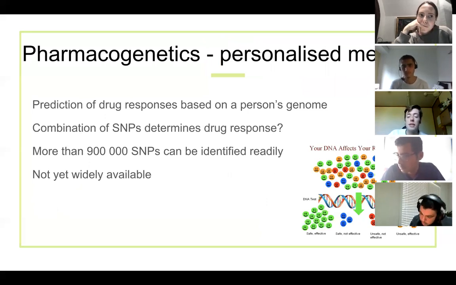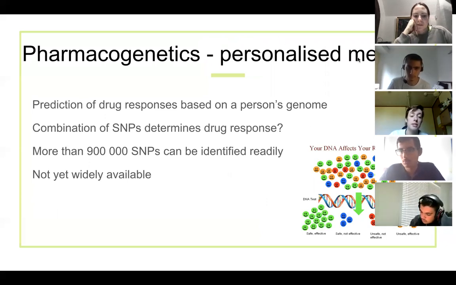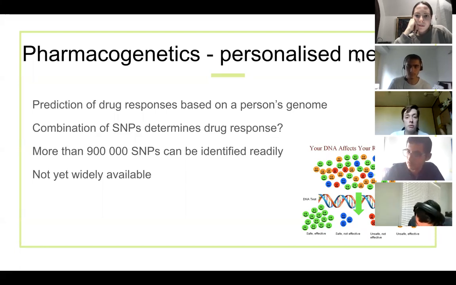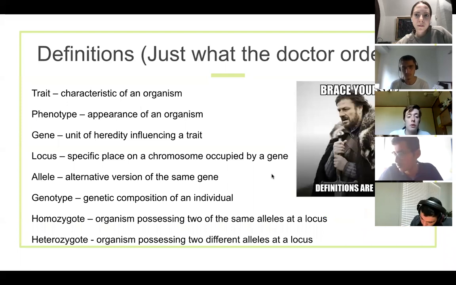The next thing is pharmacogenetics. This is kind of a new thing that could be something we have to deal with in the future. Basically, it's the prediction of how someone is going to respond to a drug based on their genome. You take the person's genomic sample and determine which drug will work best for them. It's thought that the combination of SNPs will determine the drug response, and already more than 900,000 SNPs can be identified. But it's not yet widely available.